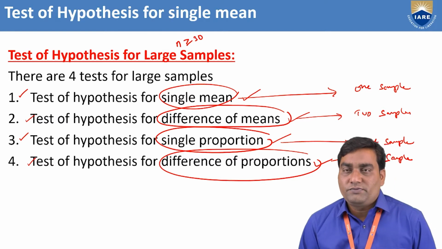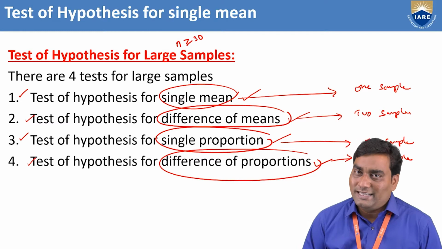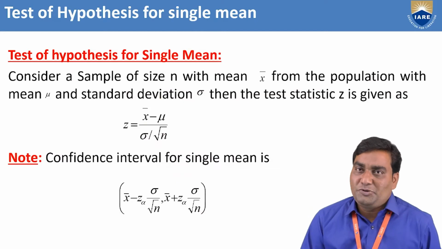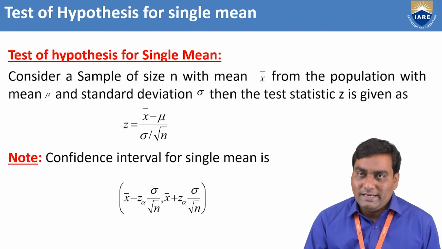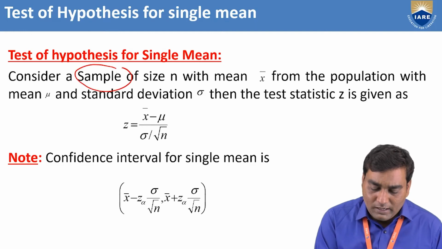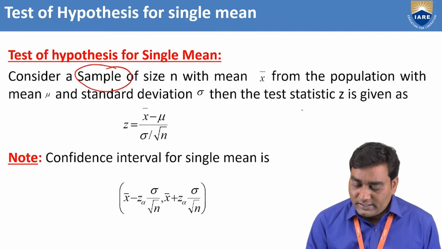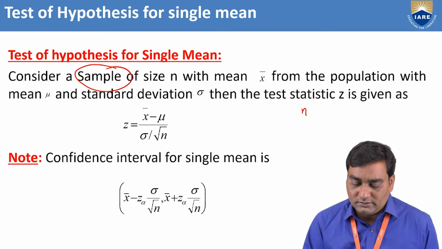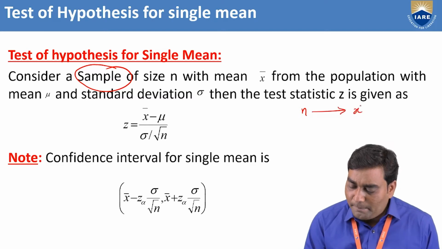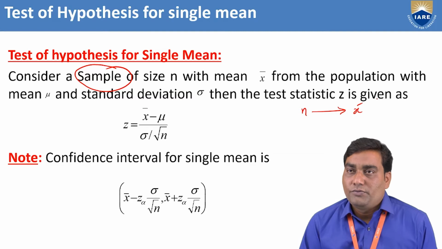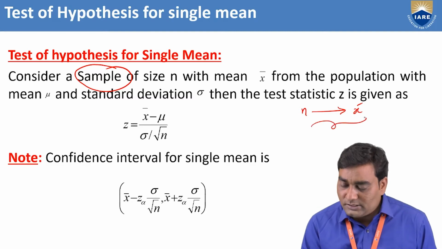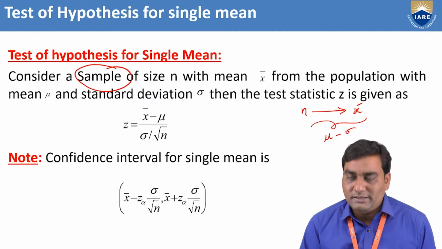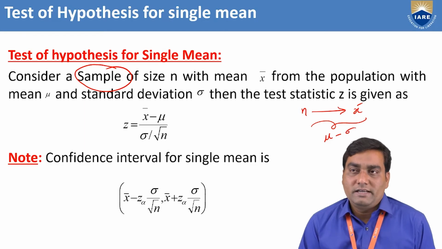Now, out of these 4 tests, first we are going to discuss test number 1, which is test of hypothesis for single mean. The description of test of hypothesis for single mean: consider a large sample of size n. That means we have chosen a sample of size n, and its sample mean is x bar, from the population with mean mu and standard deviation sigma.